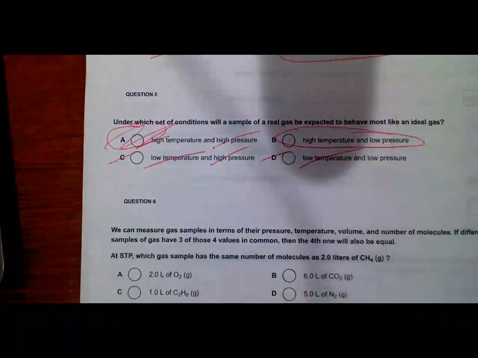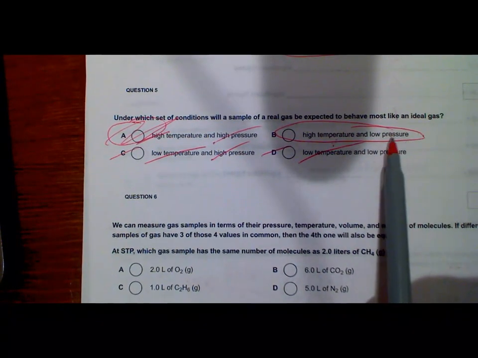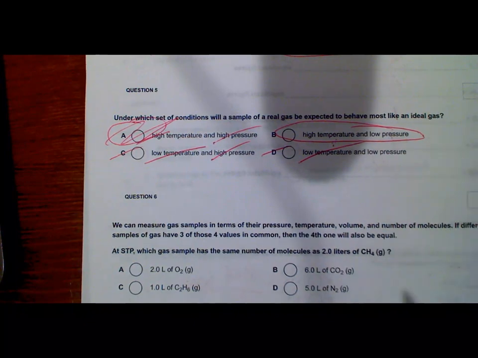High temperature and low pressure. High temperature, lots of energy, going wherever it wants to go. Low pressure, you're not trying to confine it anywhere. Again, allowing it to spread out and go where it wants to go.